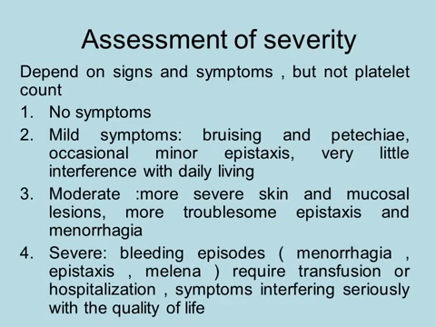The first group, no symptoms. The second, mild symptoms with bruises and petechiae, occasional minor epistaxis, very little interference with daily living. Moderate, more severe skin and mucous membrane lesion, more troublesome epistaxis, and menorrhagia. Severe, bleeding episodes such as menorrhagia, epistaxis, and melena usually severe enough to require transfusion mainly and hospitalization, and the symptoms usually interfere seriously with the quality of life.